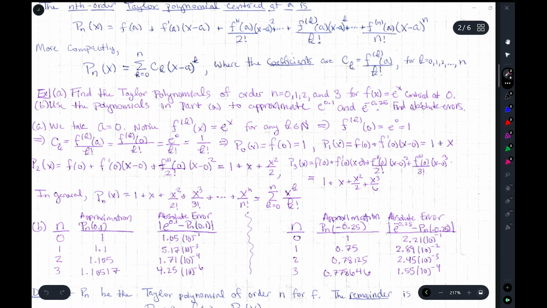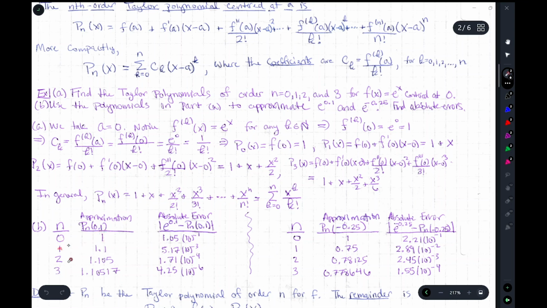So we want to evaluate e to the 0.1. Well, that's just x being set to 0.1 there. So we have Pn at 0.1. So we plug in 0.1. And the 0th gives us just 1 for that.